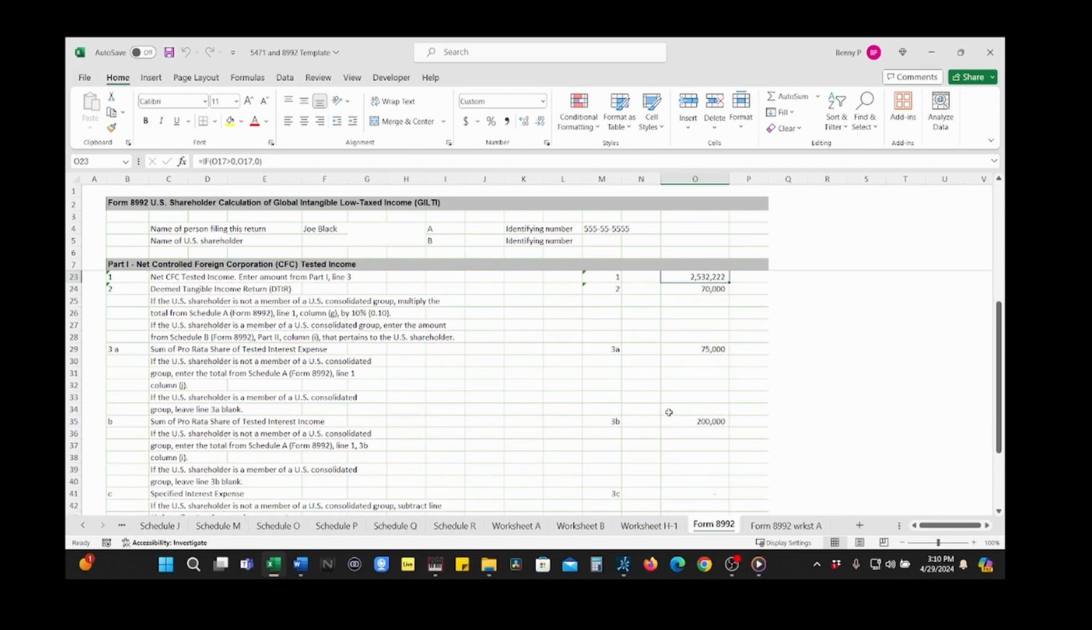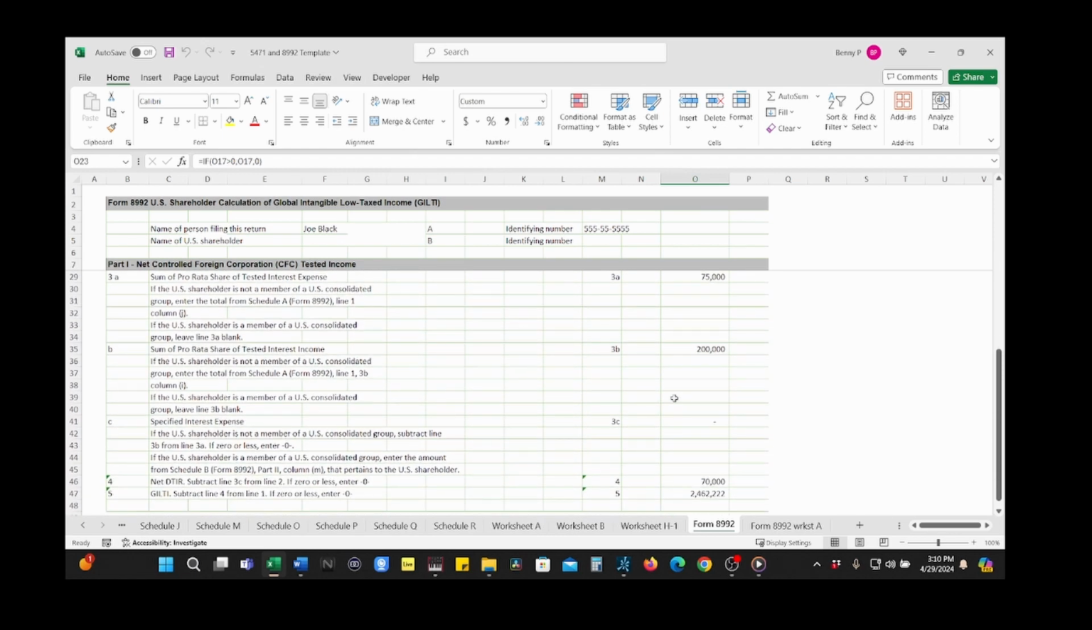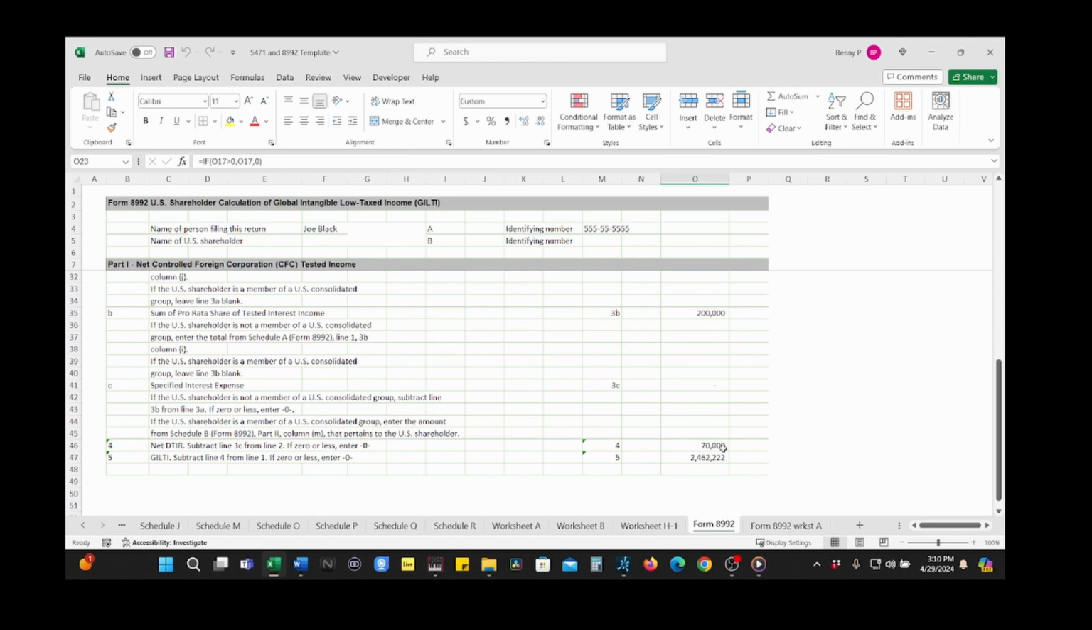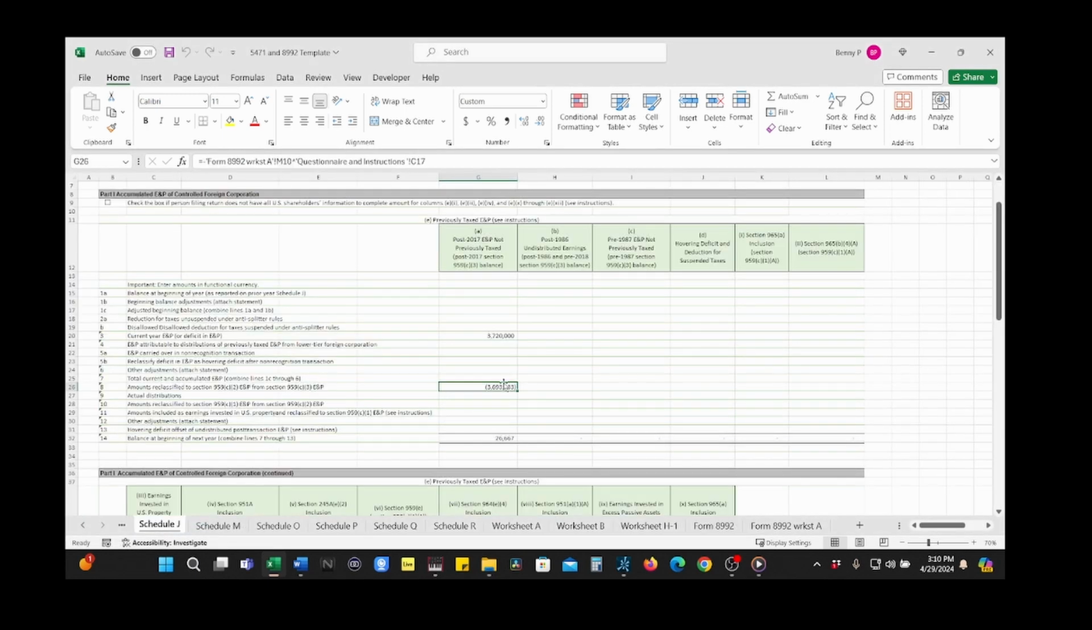The Form 8992 is straightforward. The hard part is gathering all these pieces of information from preparing the Form 5471 and Schedule I-1. One thing to note is the amount on Form 8992 worksheet, column L, goes on Schedule J as a reclass from current year E and P, and also goes on Schedule P as a current year addition to your PTEP account in the GILTI column.